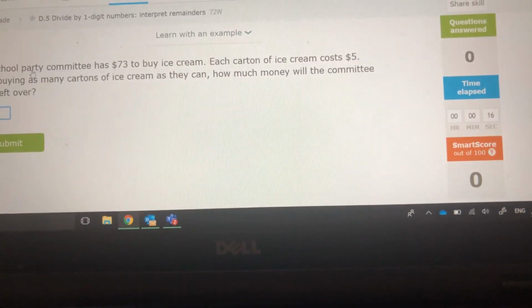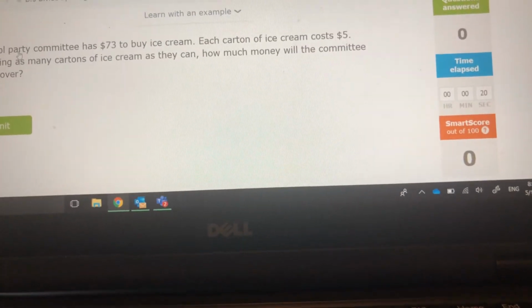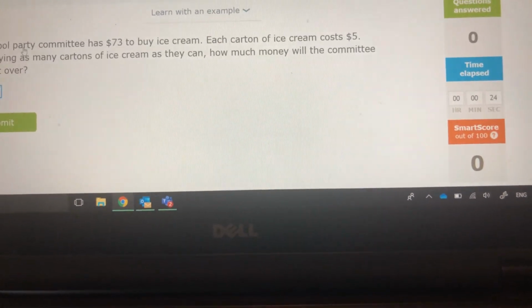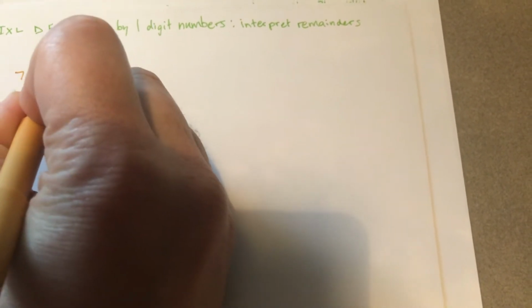The school party committee has $73 to buy ice cream. Each carton of ice cream cost $5. After buying as many cartons of ice cream as they can, how much money will the committee have left over? Okay, so how many groups of 5 go into 73? So 73 divided by 5.